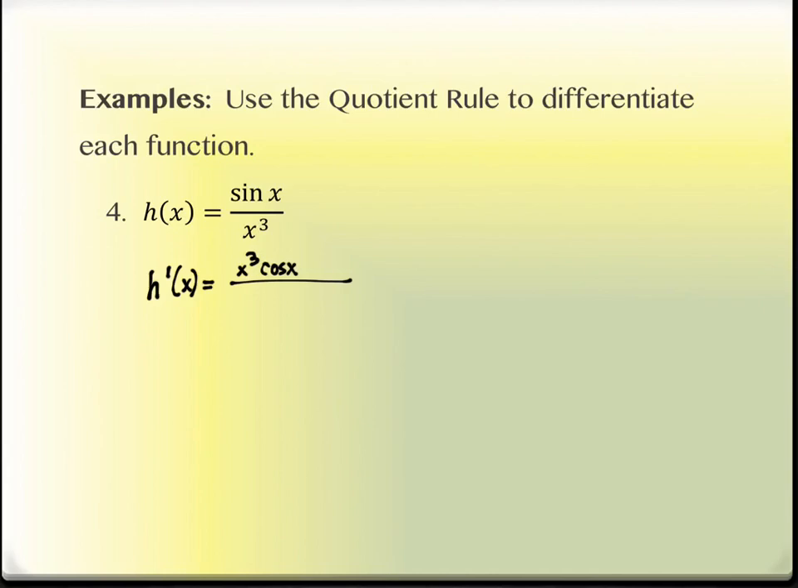The negative sign. First we're going to subtract, and then we want the numerator. Yeah. So that's sine of x, and 3x squared. Okay, everybody good with the numerator of the quotient rule? That part okay? Okay, what's in the denominator? X cubed squared.